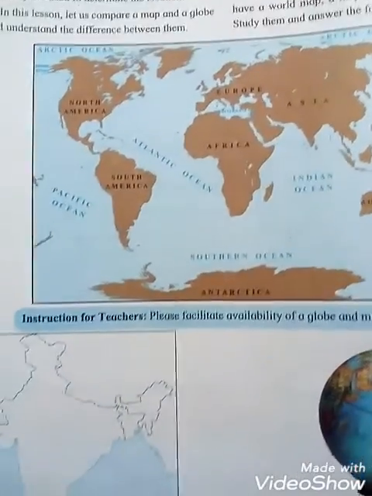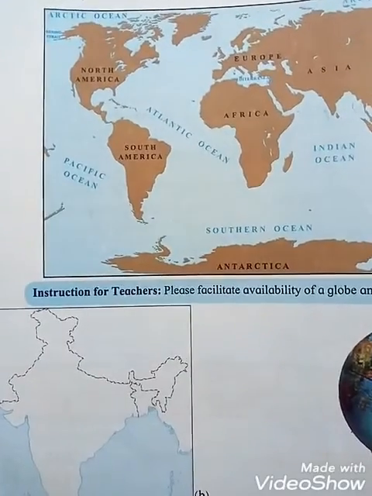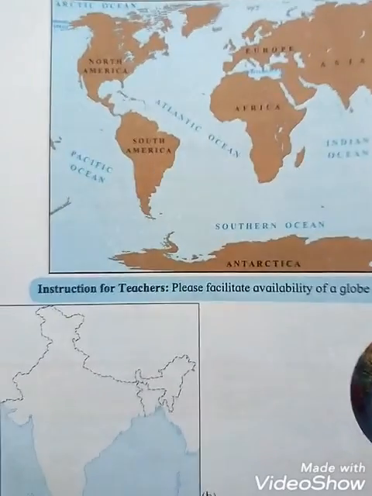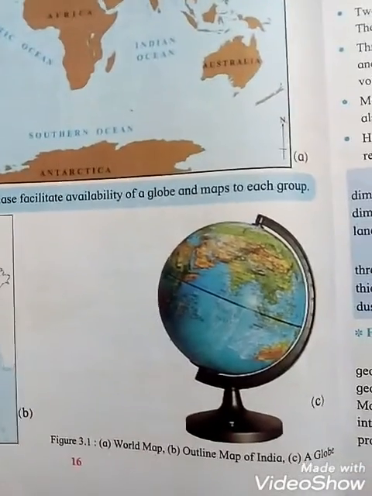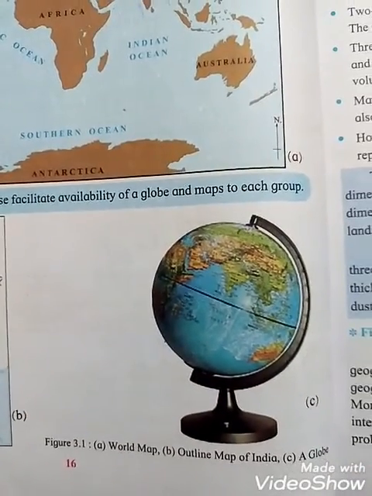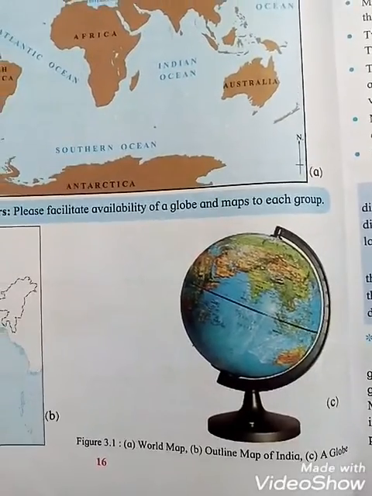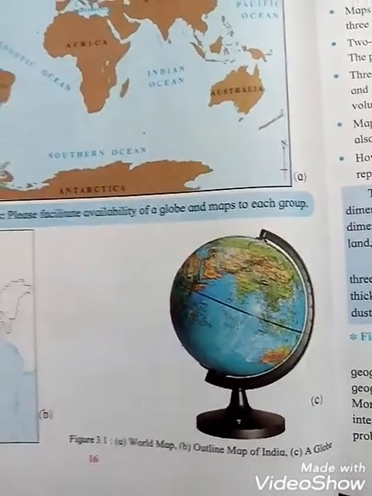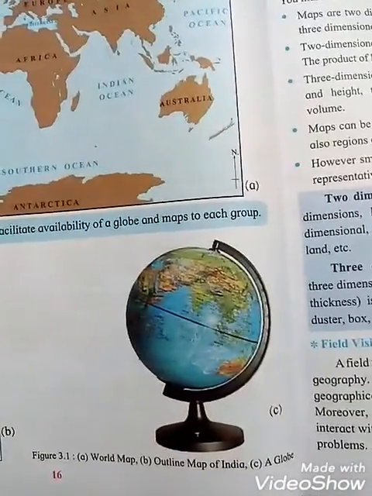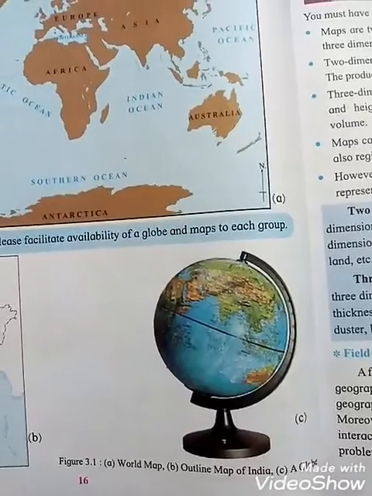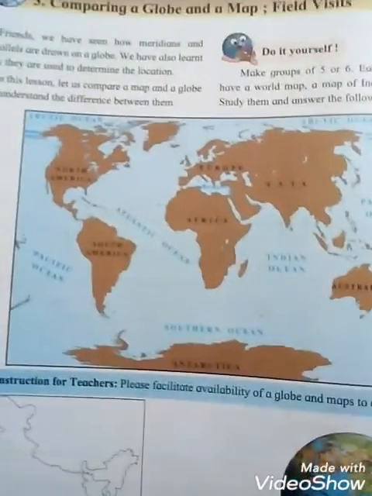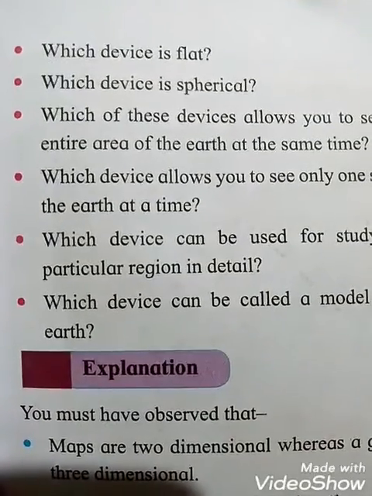Okay, students. In front of you, pictures are given. One is a map, the outline map of India, and the other is a globe. That means figure 3.1: A is a world map, B is the outline map of India, and C is a globe. Students, some questions are given here.